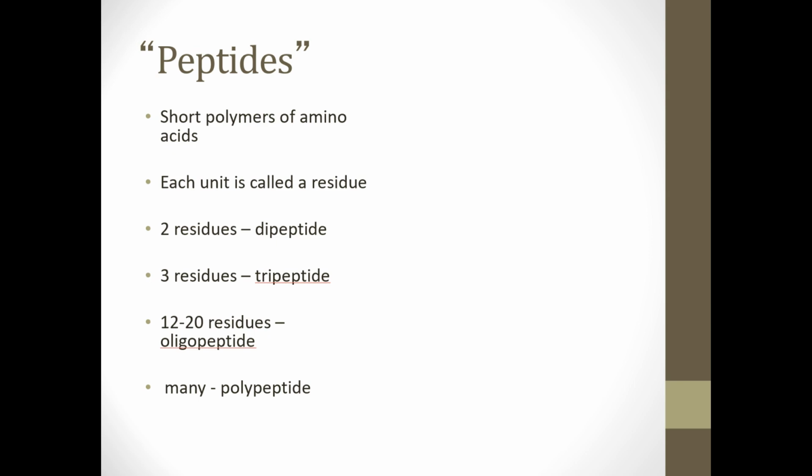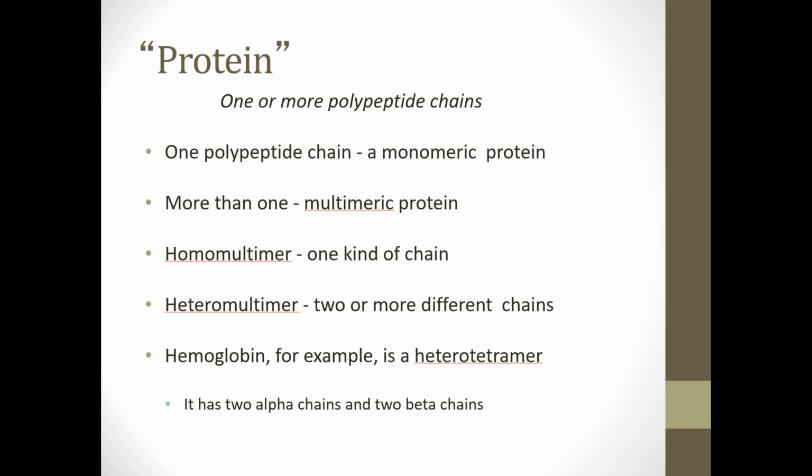If you have three, it's a tripeptide. If you have between 12 and 20, it's an oligopeptide. And if you have above 20, you can just refer to it as a polypeptide. Proteins contain one or more polypeptide chains. Often proteins will have much more than one polypeptide chain. It varies significantly from protein to protein.